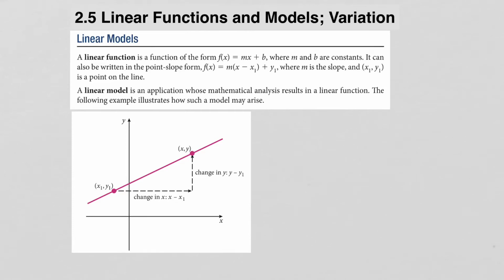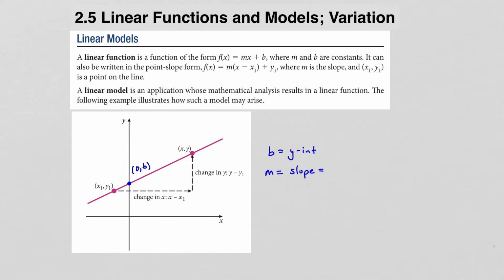In section 2.5, we look at linear functions and models and also variation. So a linear function is a function of the form f of x equals mx plus b, where m and b are constants. So remember that this is nothing more than the equation of a line. And if you have some line like this here, we know that the point where the line crosses the y-axis has coordinates 0, b. So b is the y-intercept.